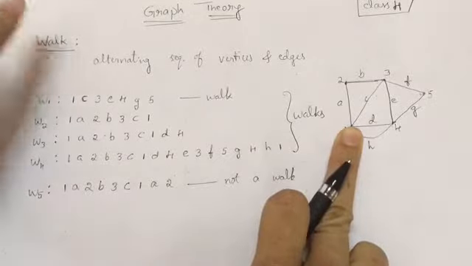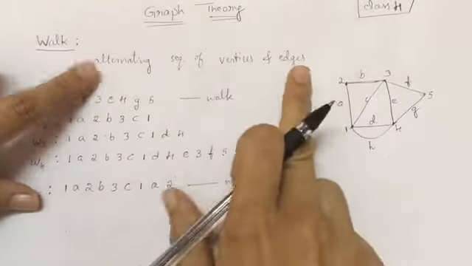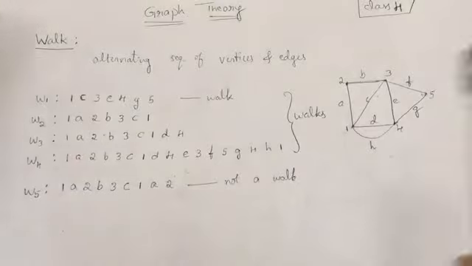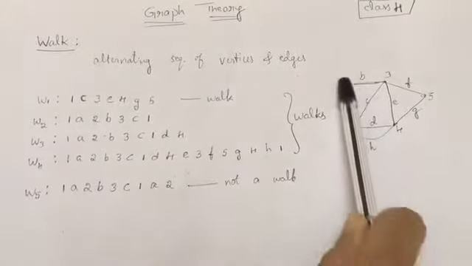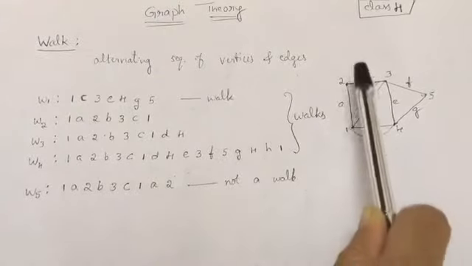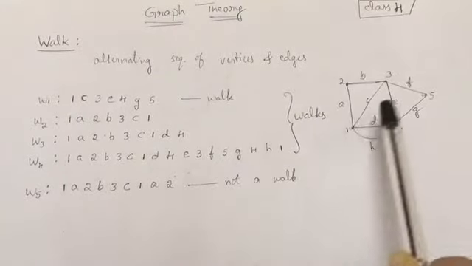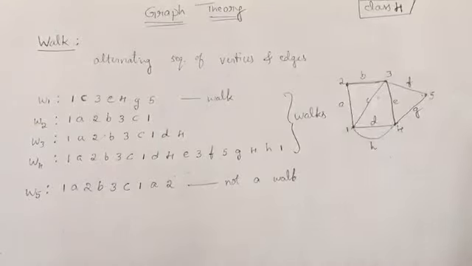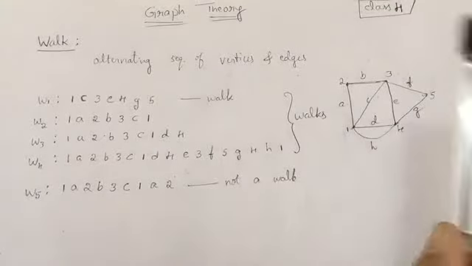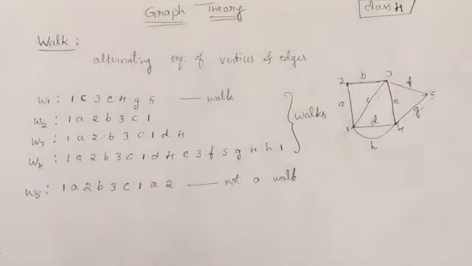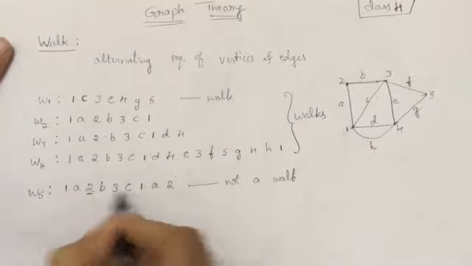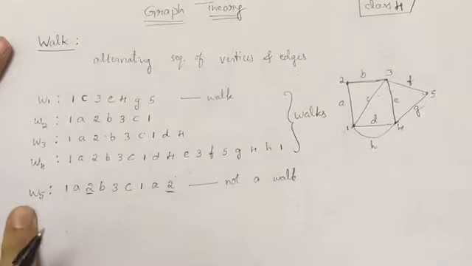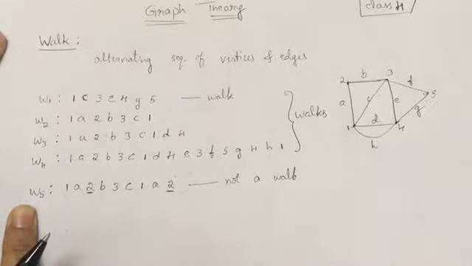Walk is an alternating sequence of vertices and edges which begins with a vertex and ends with a vertex, and each edge is incident with the vertices preceding and following it, where no edge appears more than once. But in this case, edge A is repeated twice, therefore W5 is not a walk.